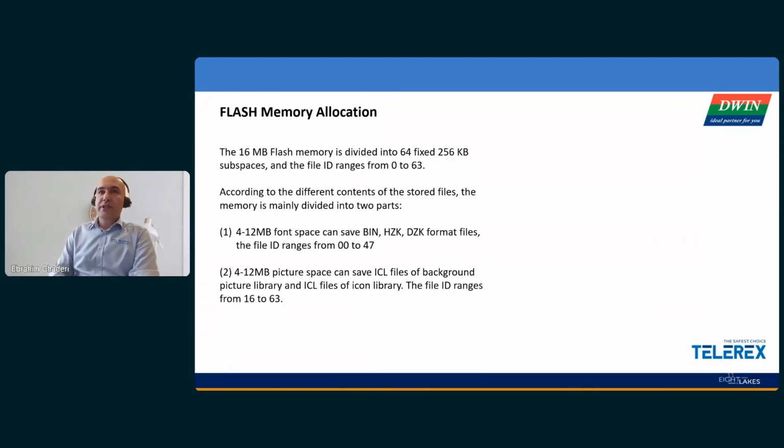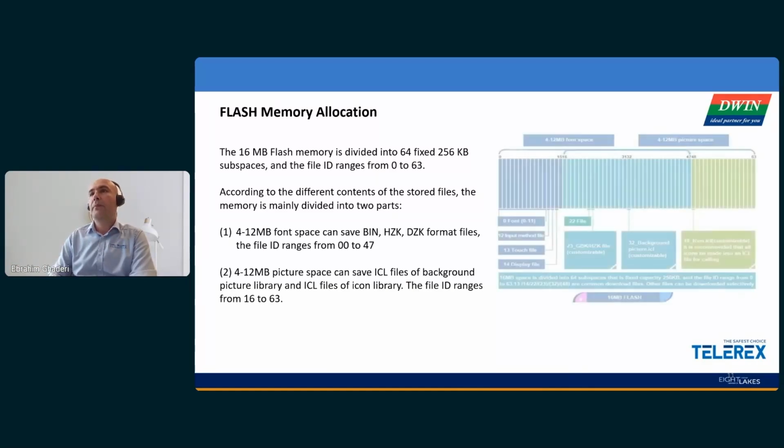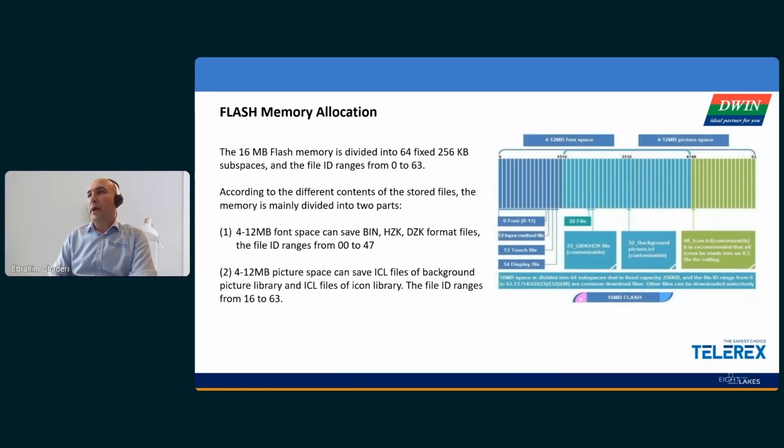The chip supports 16 megabit flash memory, and all this flash memory is divided into 256 kilobyte memory spaces, each getting an ID from, of course, 0 to 63. And there you store your fonts, all the necessary items that you need to run the display. On the other hand, you have your pictures, icons, etc., to be loaded in a different memory space. This is how it is mapped here.